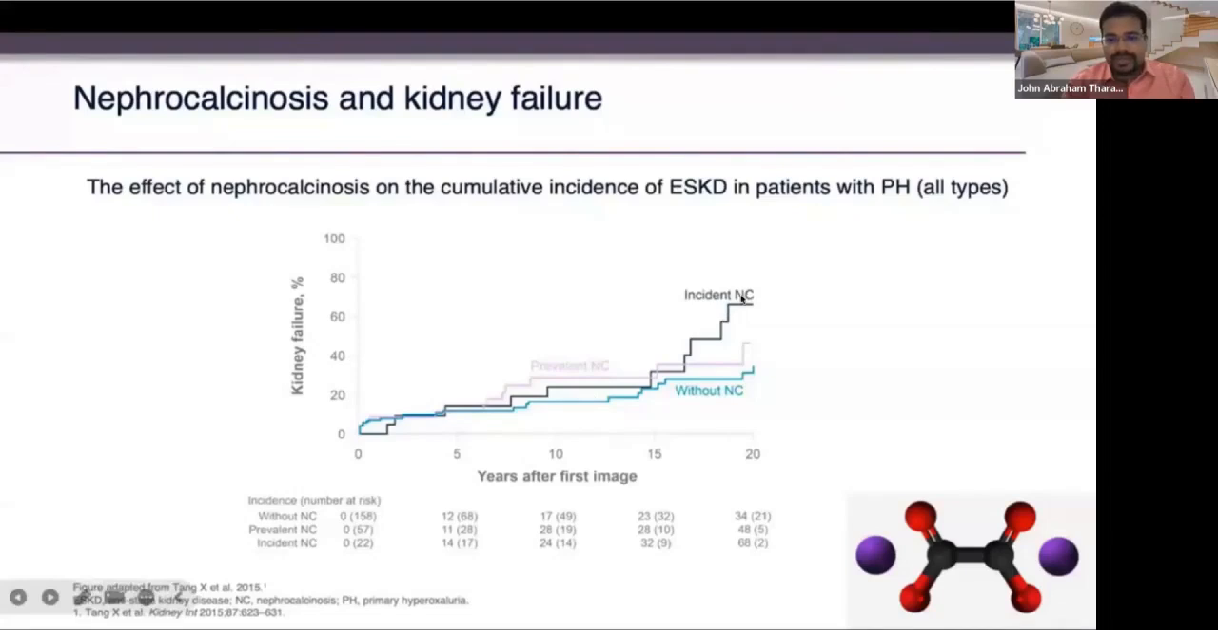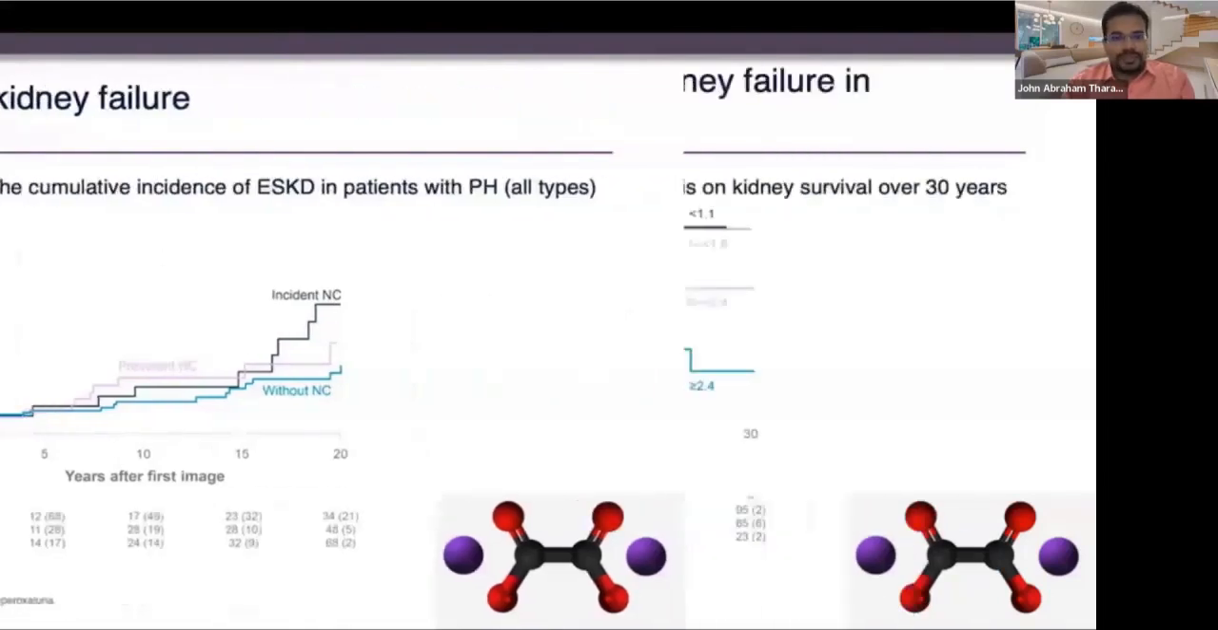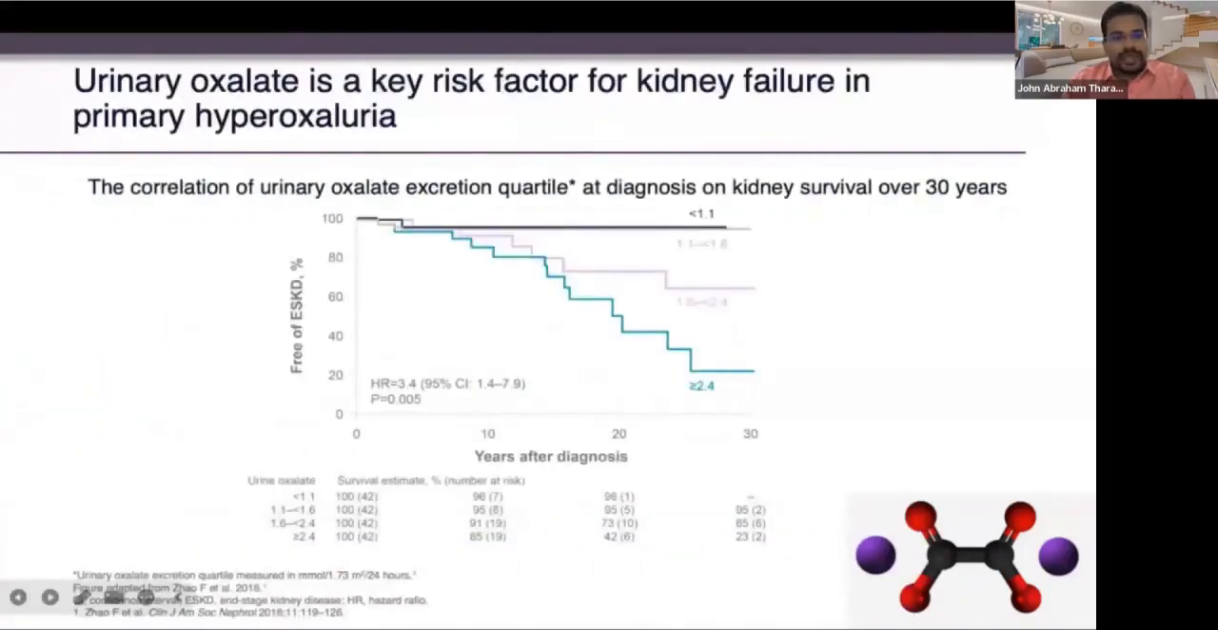So this is incident nephrocalcinosis. The kidney failure risk is high, and without nephrocalcinosis. But see the years after first image. So it occurs at a relatively young age. So it's very important that we diagnose it without any delay.